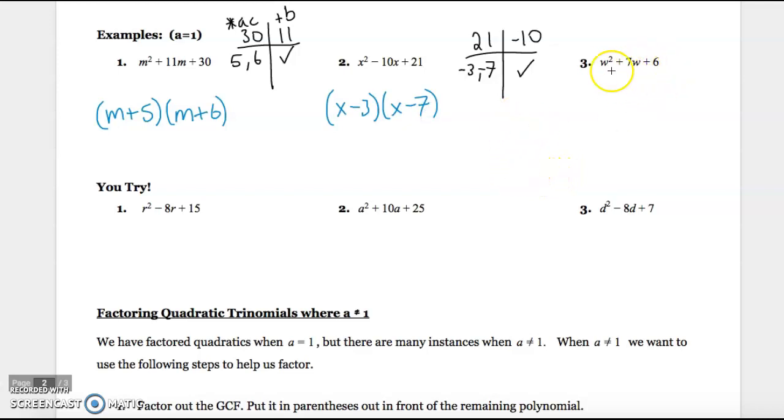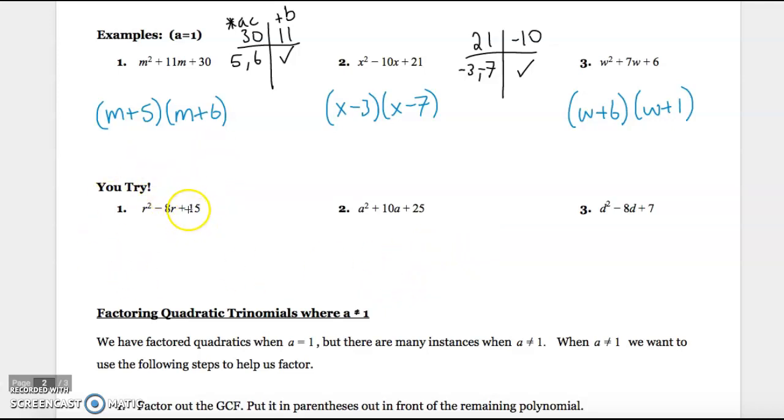All right, and this last one, w squared plus 7w plus 6. What multiplies to 6 and adds to 7? Oh, I think that one's an easy one. W plus 6 and w plus 1. Nice job. All right, so now go ahead and pause. Try the you-tries. And then I go.